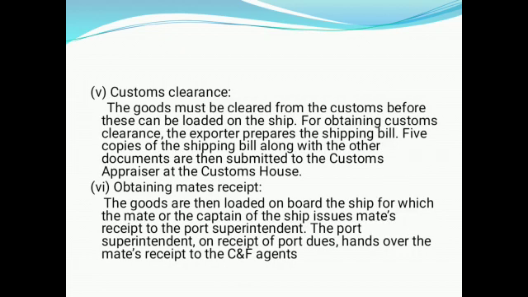Then the fifth point is customs clearance. Goods must be cleared from customs before they can be loaded on a ship. For obtaining customs clearance, the exporter prepares the shipping bill. Five copies of the shipping bill, along with other documents, are submitted to the customs appraiser at the customs house.